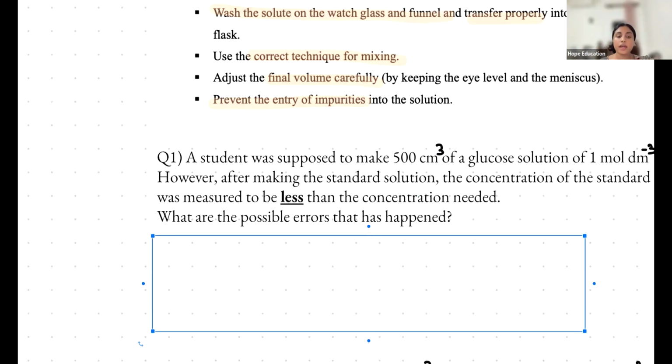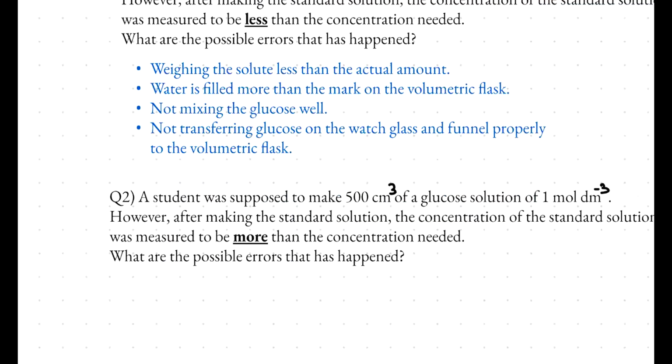Okay. So here in this particular case, what has happened is you are a student. You are asked to prepare 500 cubic centimeters of a glucose solution of 1 mole per cubic decimeter. Concentration is 1 mole per cubic decimeter. However, after making the standard solution, the concentration of the standard solution was measured to be more than the concentration needed. What are the possible errors?